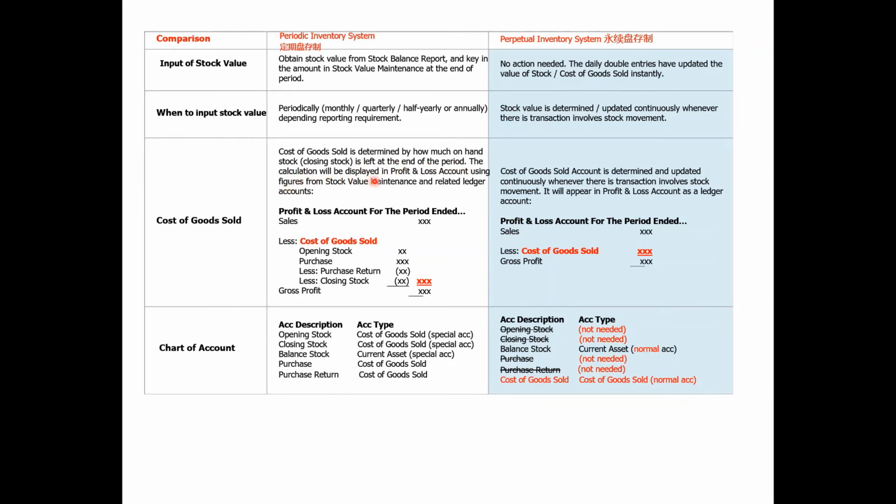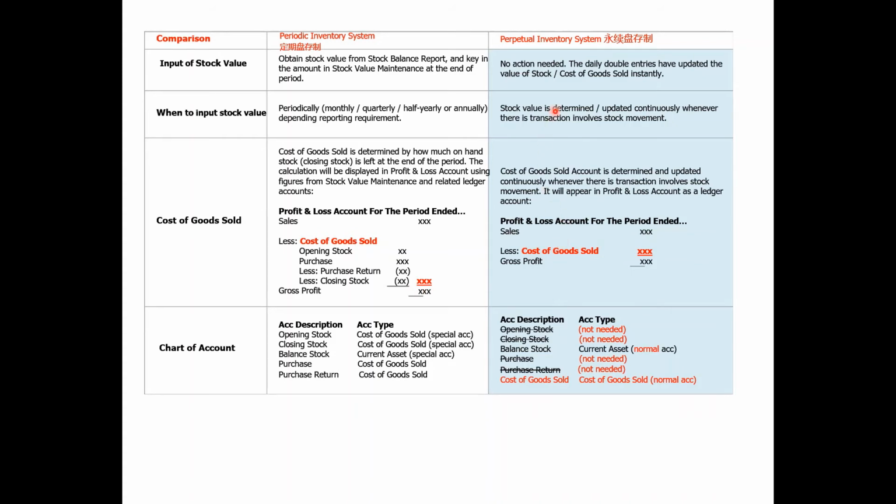The calculation will be displayed in the profit and loss account using figures from stock value maintenance and related ledger accounts. So for example, when you print your profit and loss account, you will notice that you have a sales figure, then less cost of goods sold, whereby you have the opening stock brought forward from the previous month, purchases for the month, less return inwards, less the closing stock. Now this is the closing stock. So you have to maintain that value, key in the value at the stock valuation maintenance, then only you can see your gross profit margin.